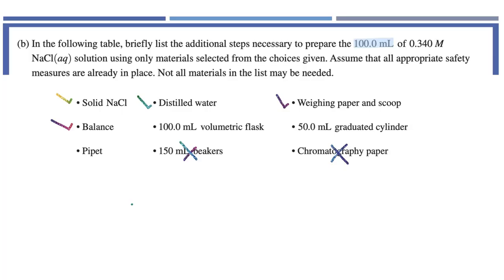But I also need 100 mils. So the graduated cylinder is marked to 1/10 of a mil, but it's only 50 mils and I need 100. That's not a good choice at all here. My best choice is the volumetric flask, the 100.0 milliliter volumetric flask.